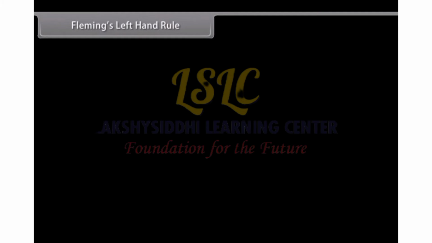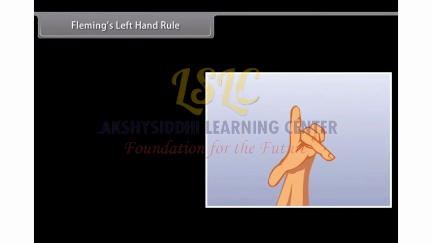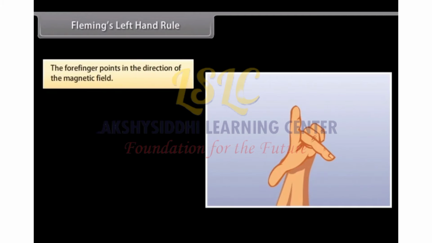Fleming's left-hand rule. Fleming's left-hand rule is a mnemonic to represent three directions. You need to stretch your thumb, forefinger, and middle finger of your left hand. Each finger points to a specific direction. The forefinger points in the direction of the magnetic field.